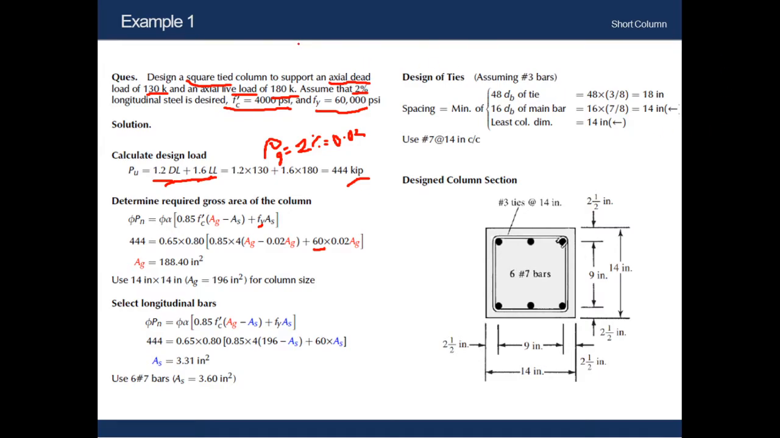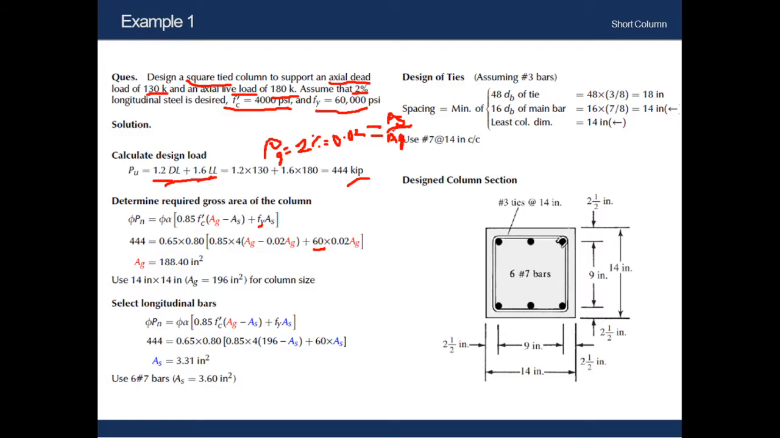So we know that the equation of steel ratio, steel ratio means area of steel divided by the area of concrete, or the gross area.